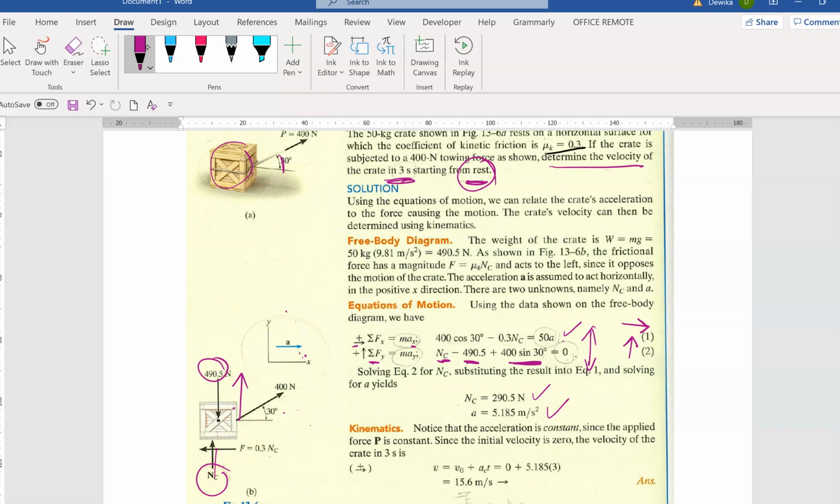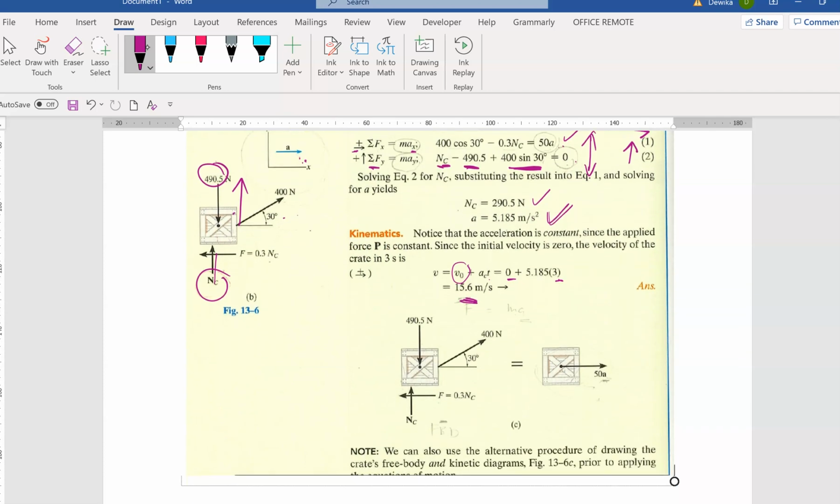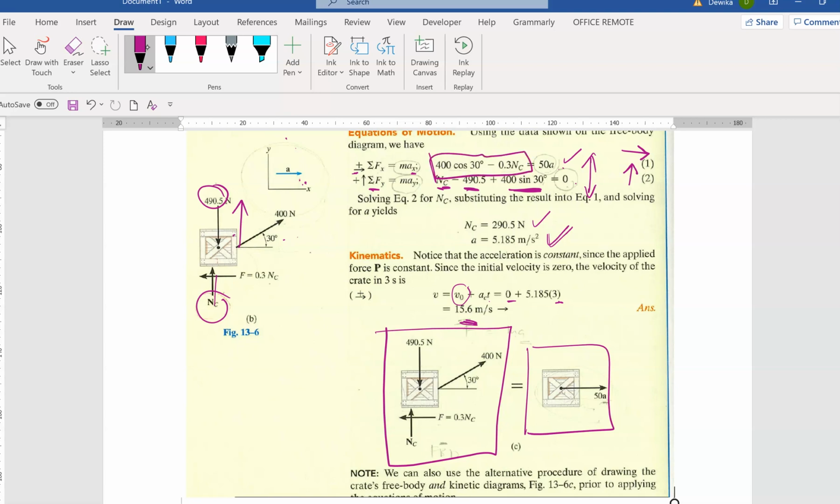From the formula v equals u plus at, your initial velocity is 0, given as a hint as rest. Rest means initial is 0. Then you have your acceleration, multiplied with the time, and you get the answer as 15.6. So this is how the diagram will look like. Can you see this? Important, this part is equivalent to this part.